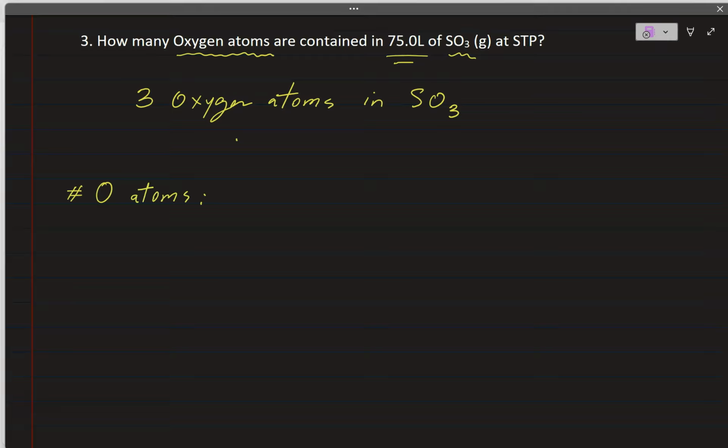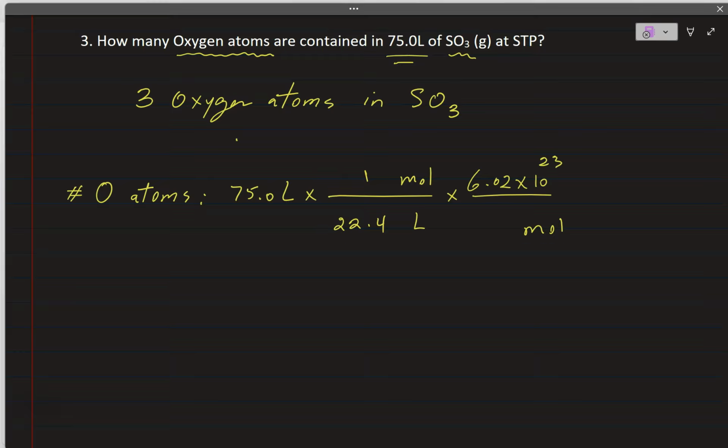Now start with 75.0 liter times, again, liter on the bottom, mole on top. That's the conversion that we have right now. 1 mole is 22.4 liter. Okay, that is the molar volume per mole, right? Times, and then we're going to go mole in the denominator because we have the mole on top, and on top we're going to have the number of molecules. Well, the number of molecules is 6.02 times 10 to the 23, Avogadro's number. That's the molecule number. Very good.